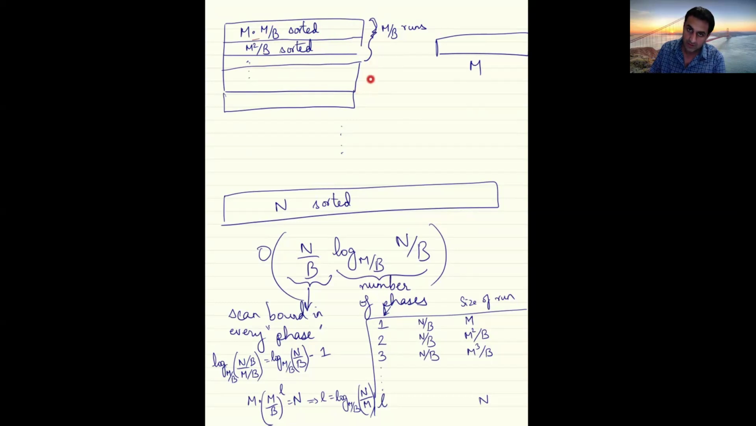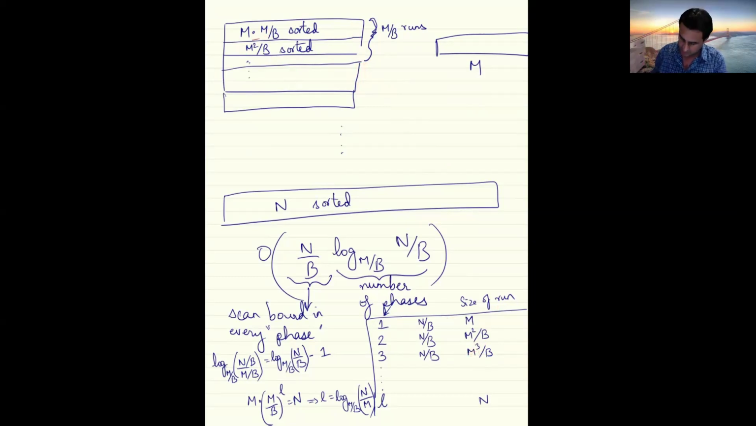So every time I merge the runs, the length of what I wrote out is multiplied by a factor of m over b, right? I would have merged m over b runs, each of size m squared over b. So when I merged all of these, I created one long array of length m cubed over b. And then when I merged the next m over b of them, I again created another m cubed over b.